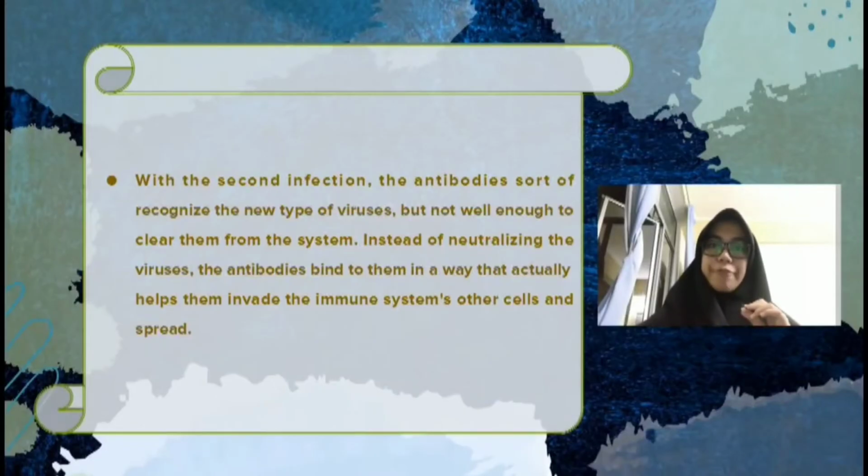With the second infection, the antibodies sort of recognize the new type of virus but not well enough to clear it from the system. Instead of neutralizing the viruses, the antibodies bind to them in a way that actually helps them infect the immune system's other cells and spread.